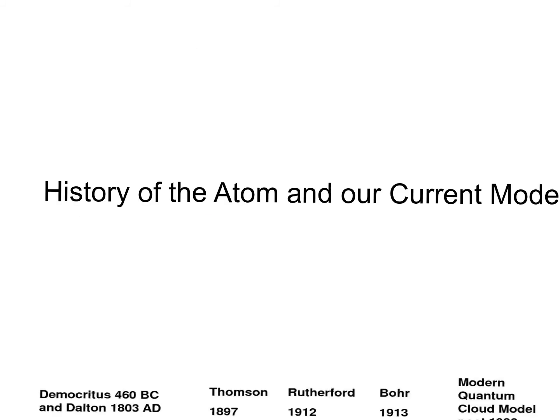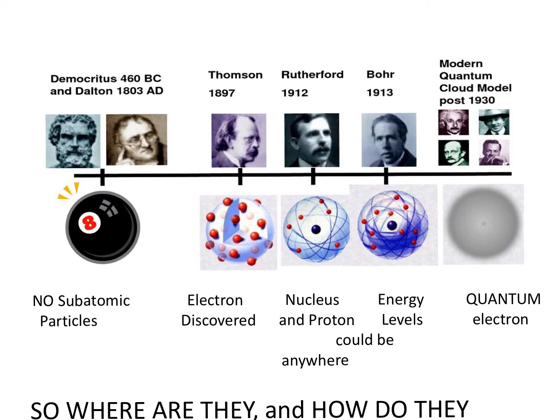Now we are going to review the history of the atom and our current model. So let's talk about what we know. The beginning of the history of the atom, we started with Democritus and Dalton. Dalton later went to Democritus and was like, yeah, this is the model we're at. Essentially what both of these thinkers thought was that we had small particles that were making us up.